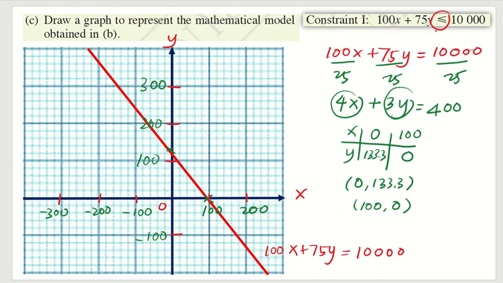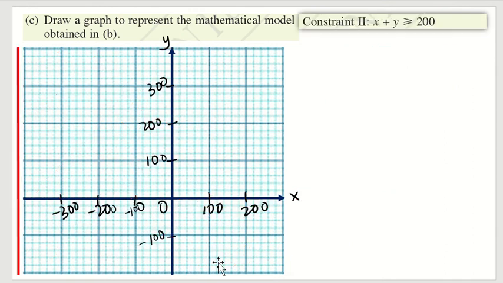Less or smaller, going down. This one you all are already good at. Okay, so you label it properly like this. Okay, then we go to the second one. Second one, x plus y equal to 200.